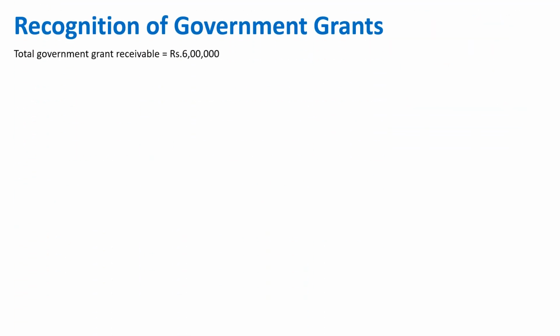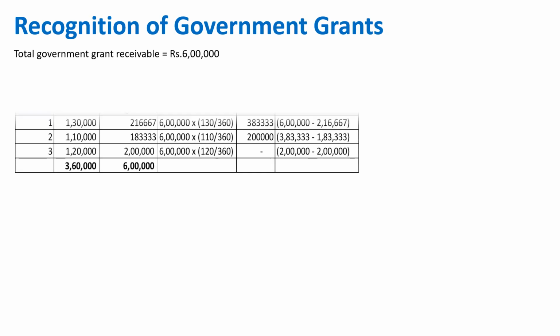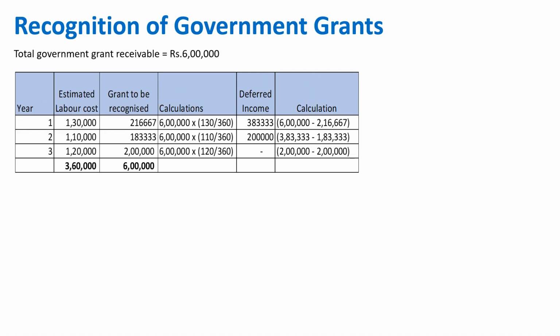So the total grant received or receivable from the government is 6 lakhs. Now let's see how this 6 lakh has to be reported in year 1, year 2 and year 3. The estimated labor cost in the first year is 1,30,000: 80,000 towards the wage payable plus 50,000 incurred for recruiting these 10 people. 50,000 was the recruitment cost.